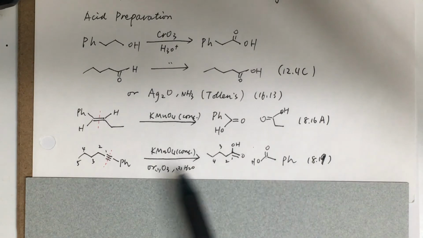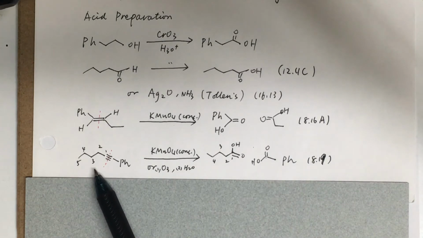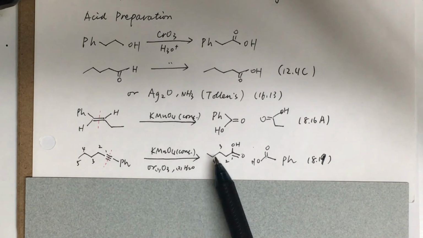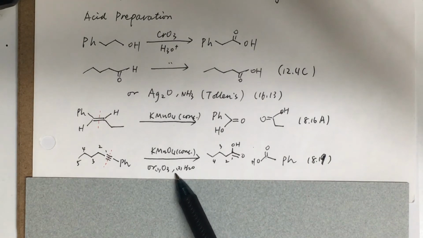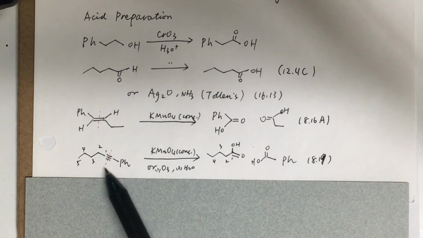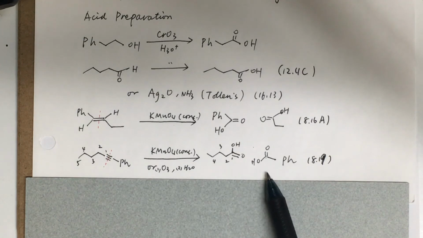And the alkyne could undergo similar reaction, and in this case, an alkyne could be oxidized by both the potassium permanganate or the ozone, and the alkyne could be oxidized to the corresponding carboxylic acid as well.